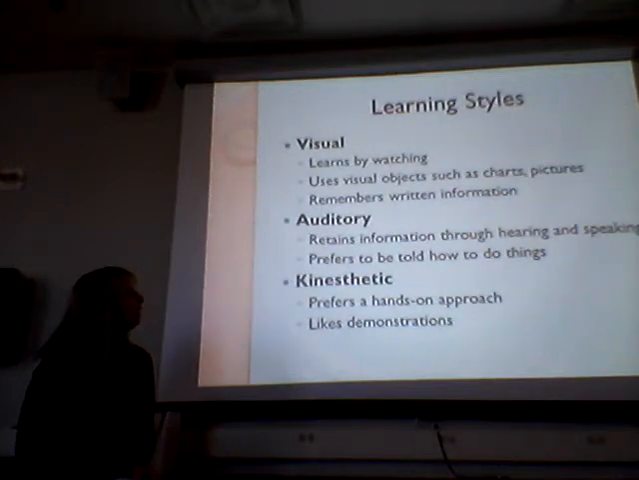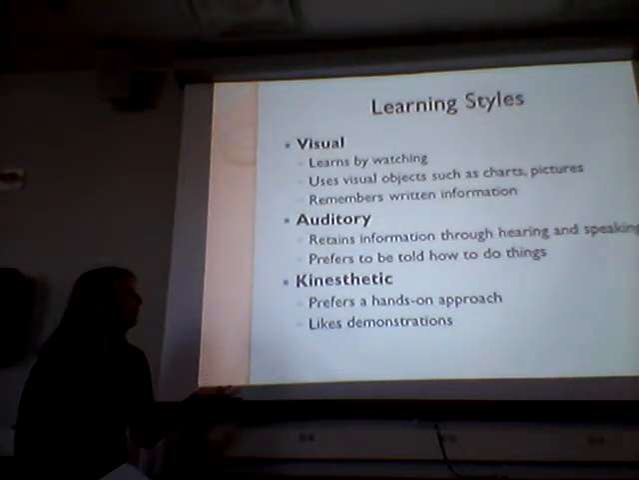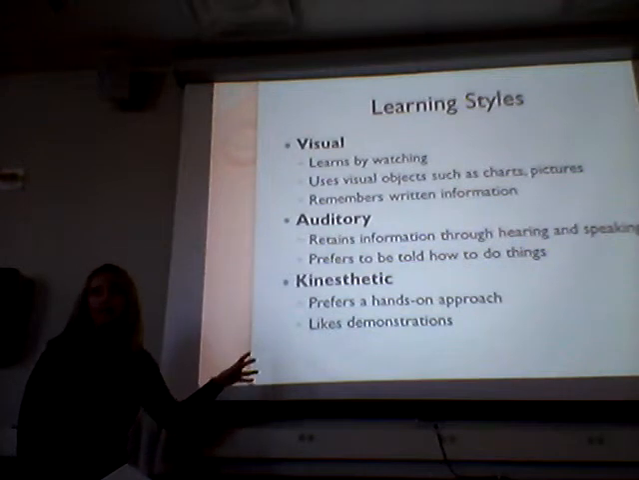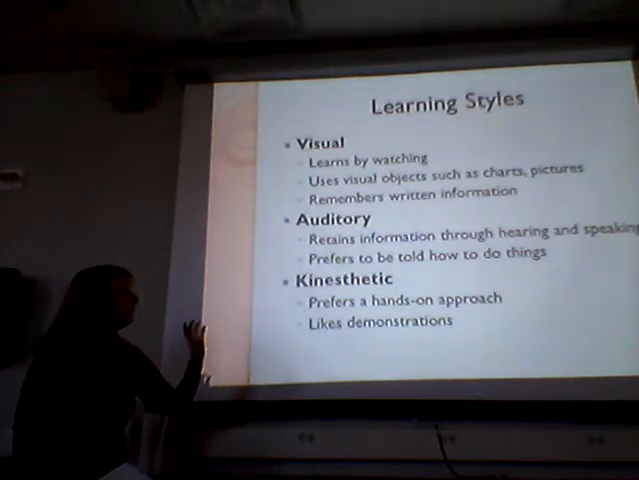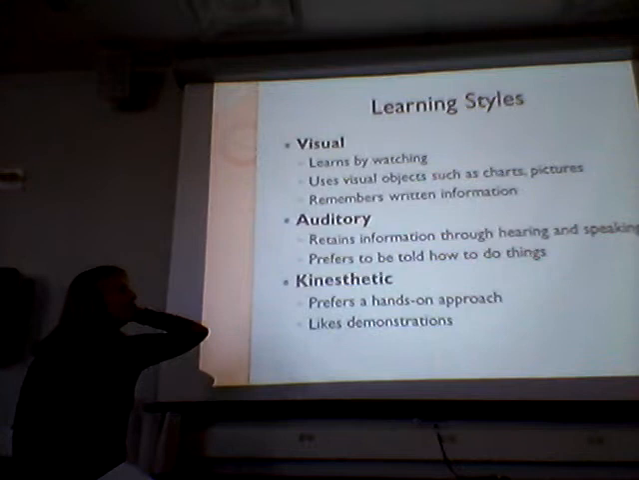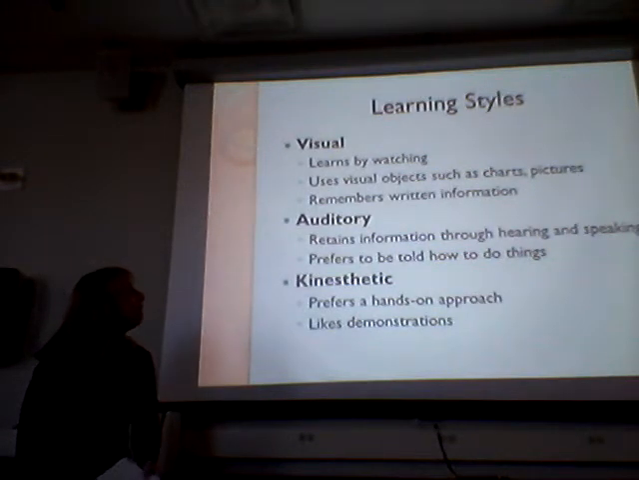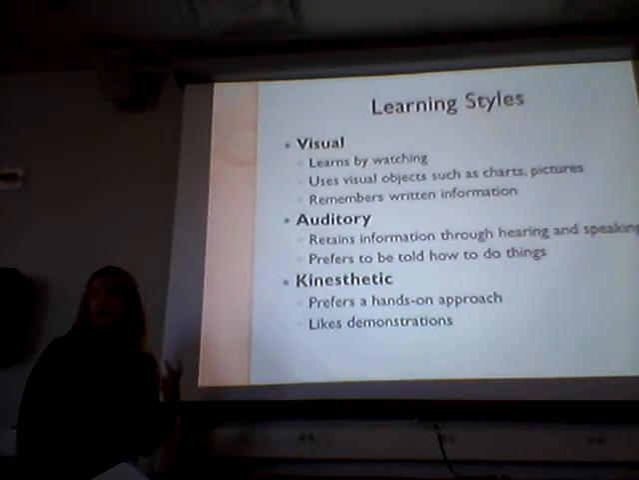The visual learner, they like pictures, charts, written words, things like that. Auditory, they remember by hearing somebody tell them how to do it, or even telling someone else how to do it. And then the kinesthetic learner, they're more of a hands-on approach. Now, why is this important to you guys? Researchers have determined that people prefer one of these styles. So if you're a visual learner, you're going to learn really well by reading the textbook. But if you're a kinesthetic learner, maybe this lecture isn't the best format for you.